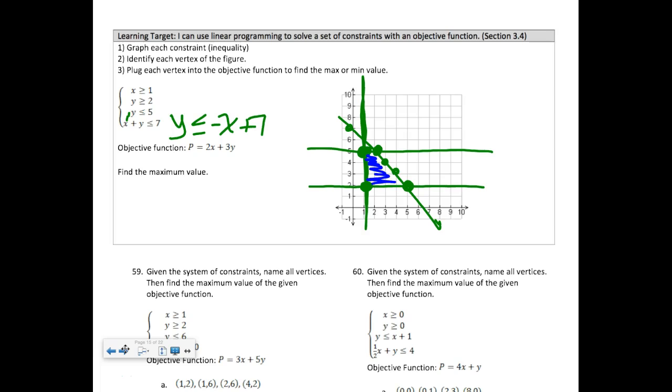So I see I have a point here at (1, 2). I see I have a point there at (1, 5). I have a point at (2, 5). And I have a point at (5, 2).